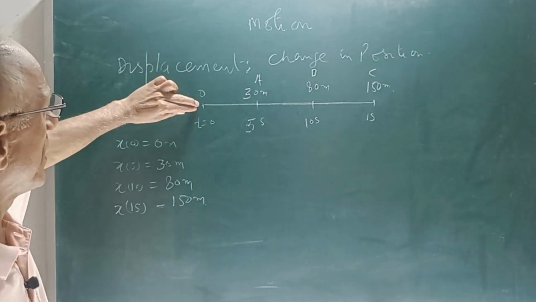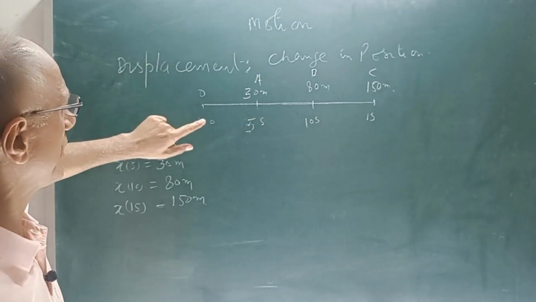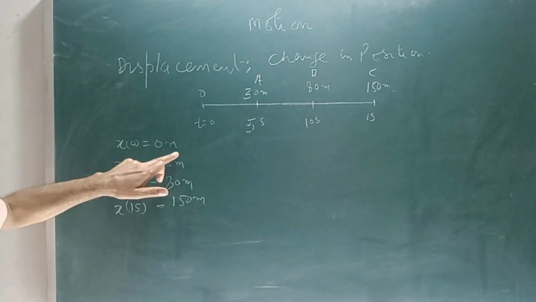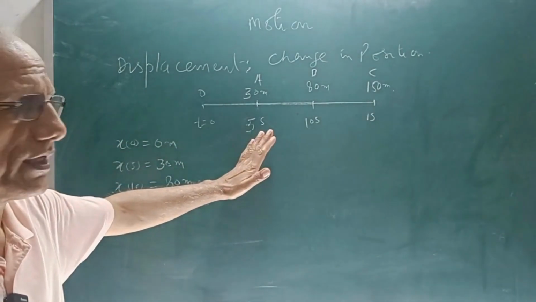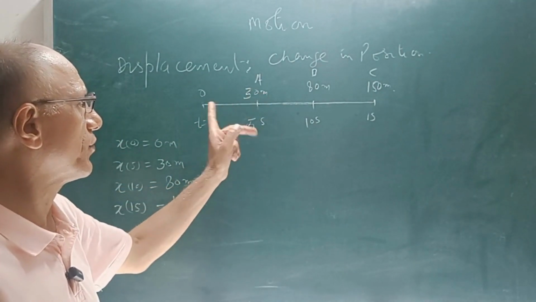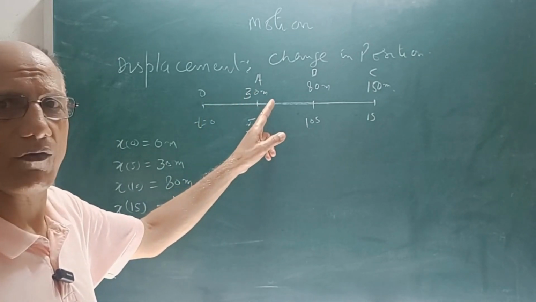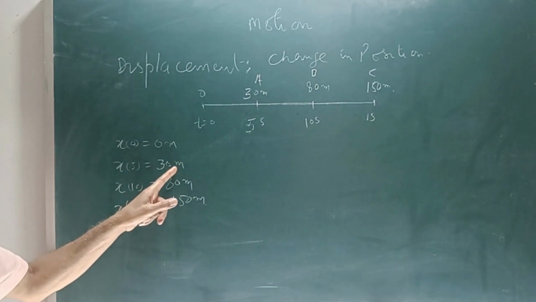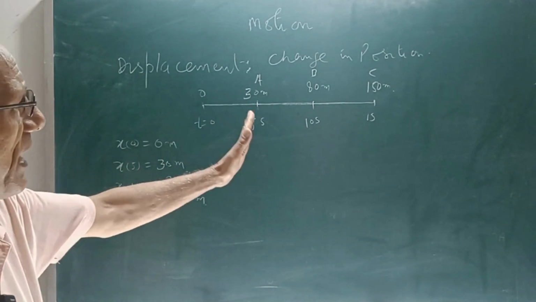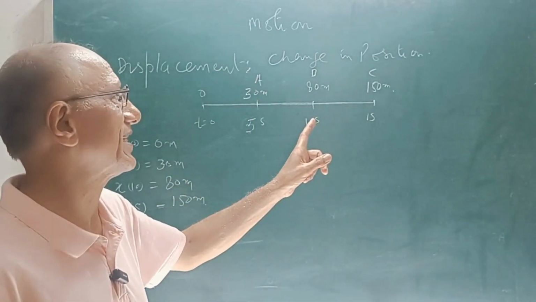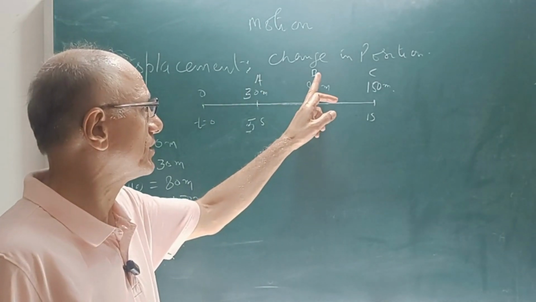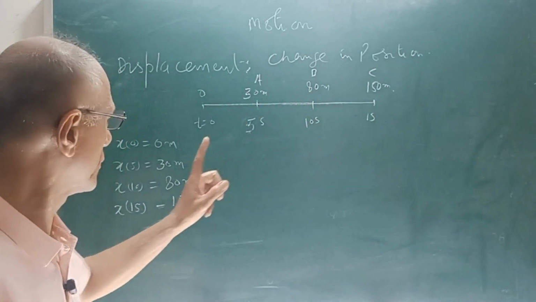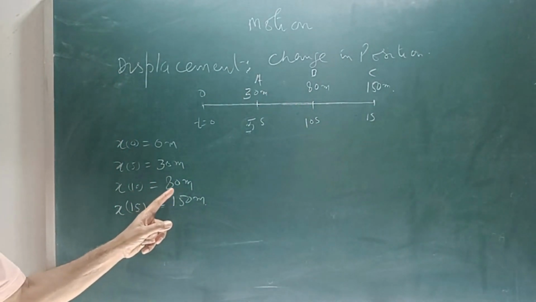Pay attention. Initially you are at your house, so when time was 0, your position was 0 meter. Within 5 seconds, you reach A from your house, which is 30 meter away. So your position at 5 seconds is 30 meter. Further in 5 seconds, that means in total 10 seconds, you are at position B, 80 meter away from your house. So position at 10 seconds is 80 meter.